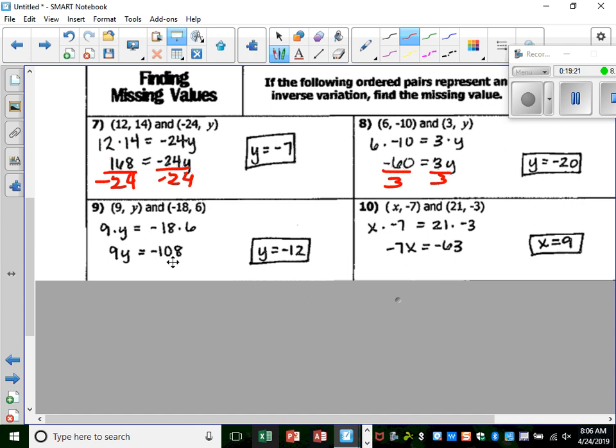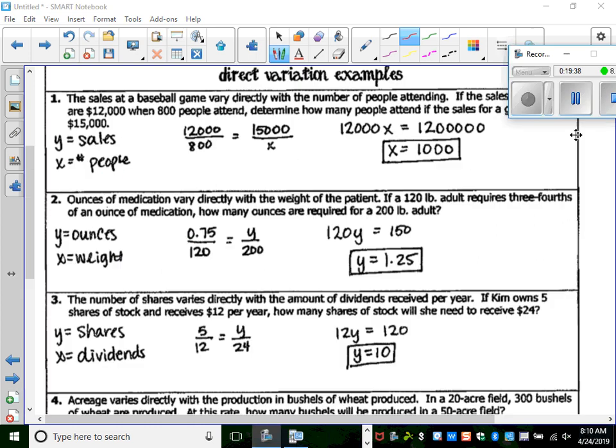-18 times 6 is -108. Divide both sides by 9. And y equals -12. Okay, so you can copy down number 10, and then I'll stop it and give you a few minutes to finish.